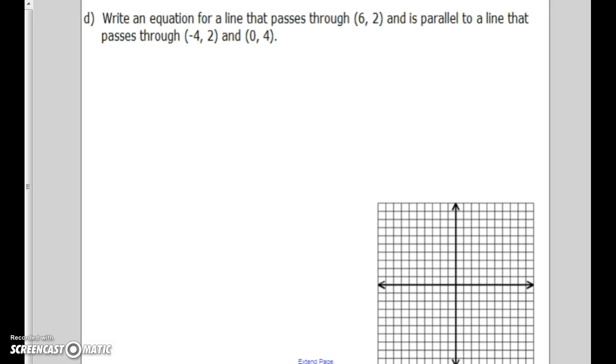Okay, so now on this one, they want us to write an equation that passes through 6, 2, and it is parallel to the line that goes through these 2 points right here. So it has to go through 6, 2. Let's graph that.